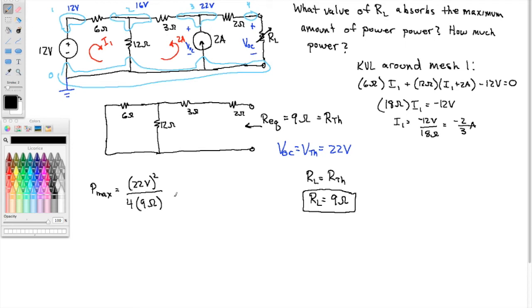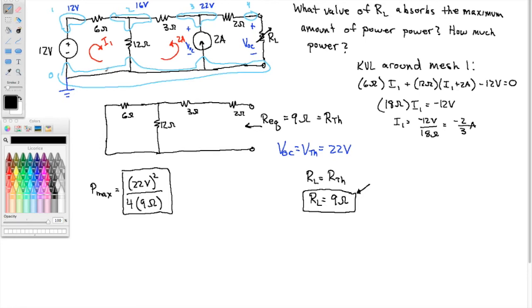Okay, so do this calculation, and that's your answer. That's the maximum amount of power. Any resistor other than 9 ohms gives me a value smaller than this. It's not going to absorb a lot of power. So this is my iPod, or my MP3 player schematic. My headphones would need to be 9 ohms resistance to get the maximum amount of power.